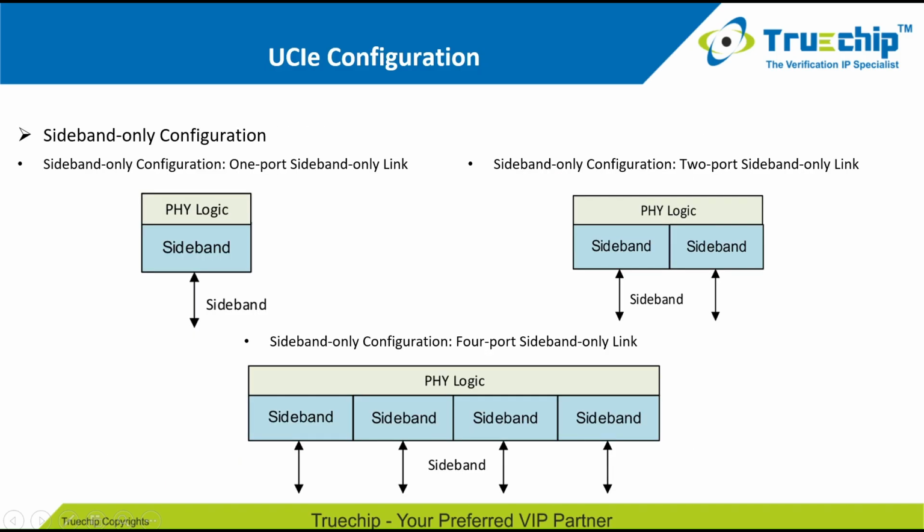And notably, UCIe also supports a sideband-only configuration. This allows for very low power control, like using 1, 2 or 4 port sideband interfaces. This is a feature enhanced in the new specification, 3.2.